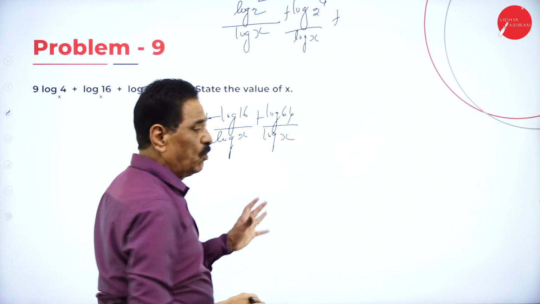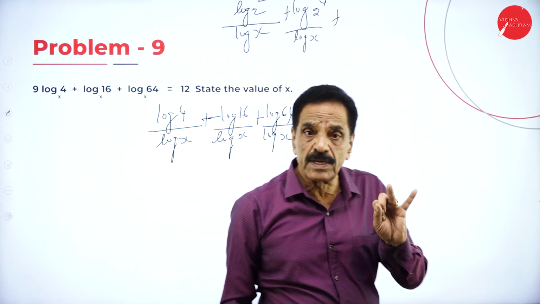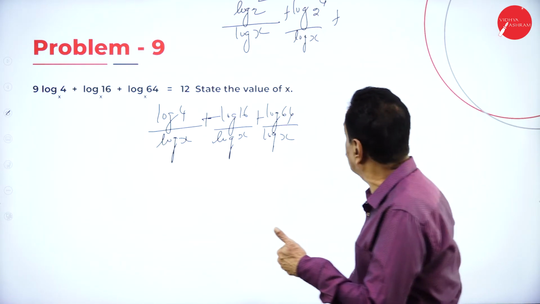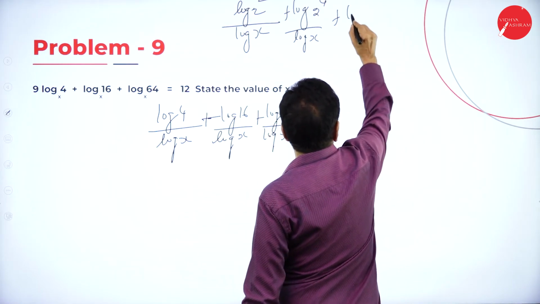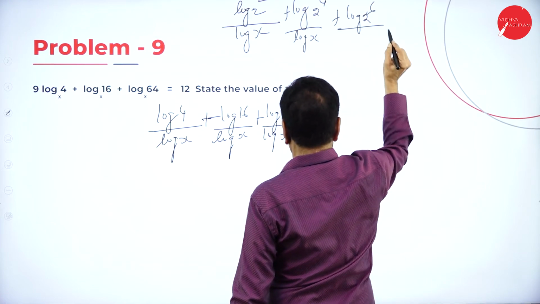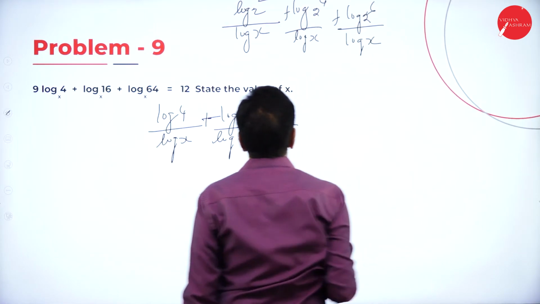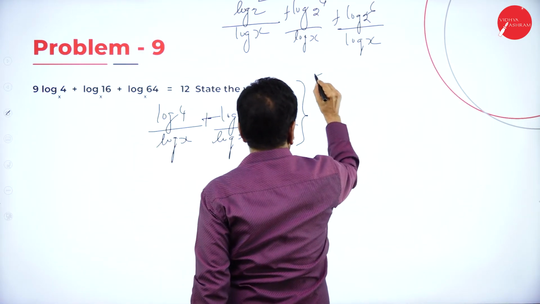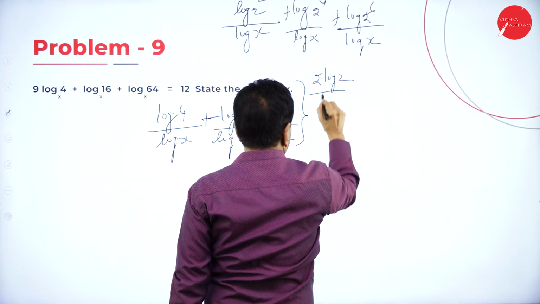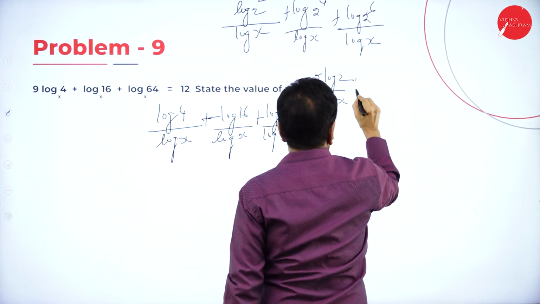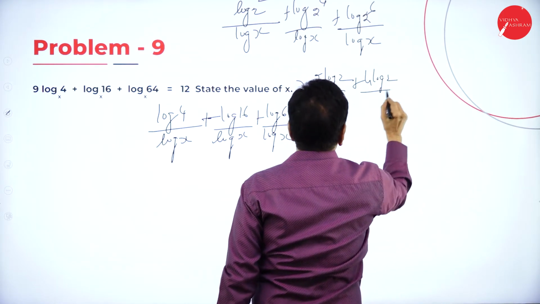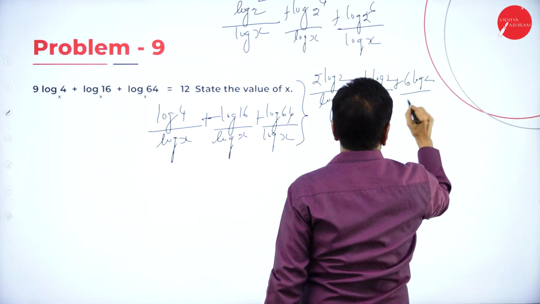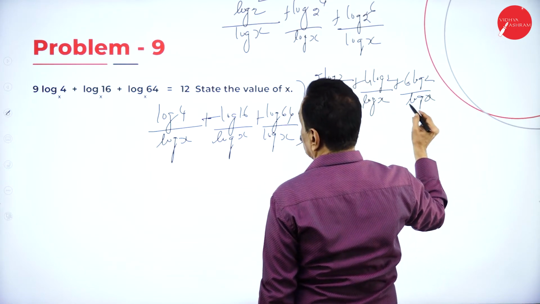2 twos are 4, 4 twos are 8, 8 twos are 16, 16 twos are 32, 32 twos are 64. This can be written as log 2 to the power of 6 divided by log x. Then this can be written as 2 log 2 divided by log x plus 4 log 2 divided by log x plus 6 log 2 divided by log x is equal to 12.